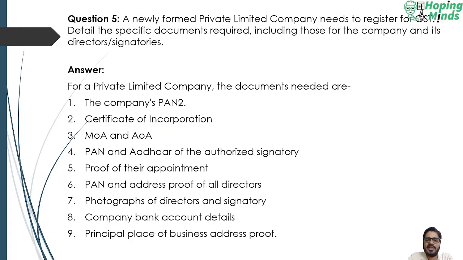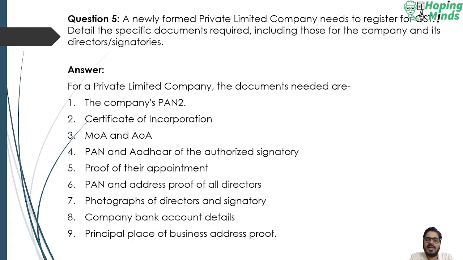Then photographs of directors and signatory. Photographs of directors and signatory are inserted in the registration certificate, that is GST registration certificate, and any amendment or modification in the directorship of the company needs to be communicated to the GST department for a change and issuance of a fresh GST registration certificate.